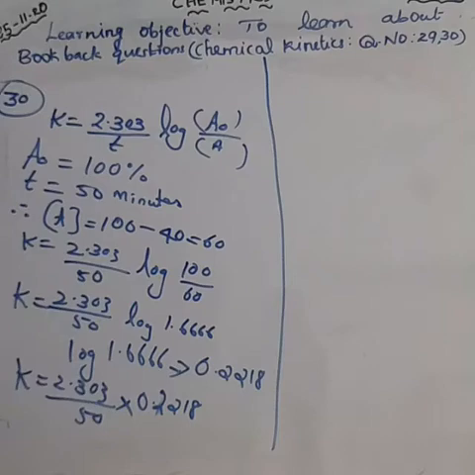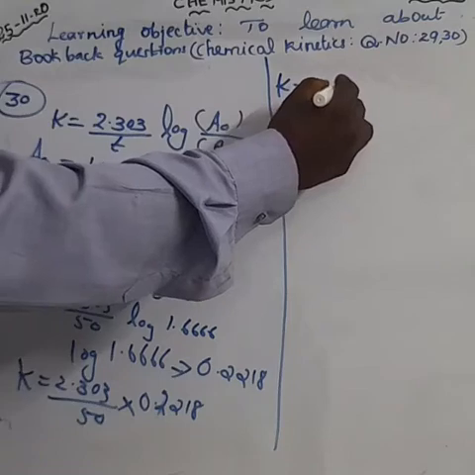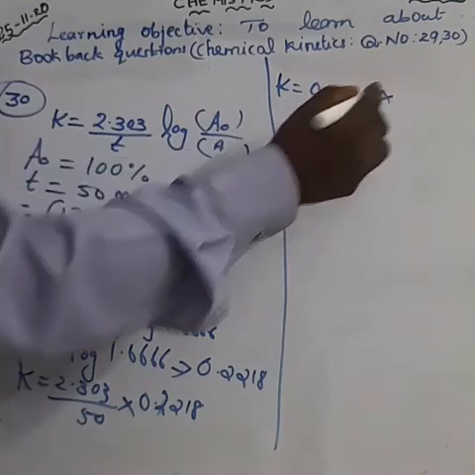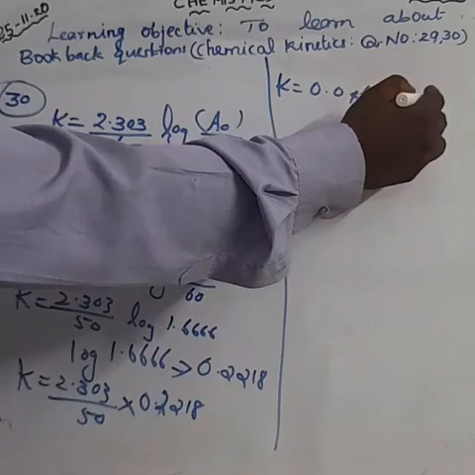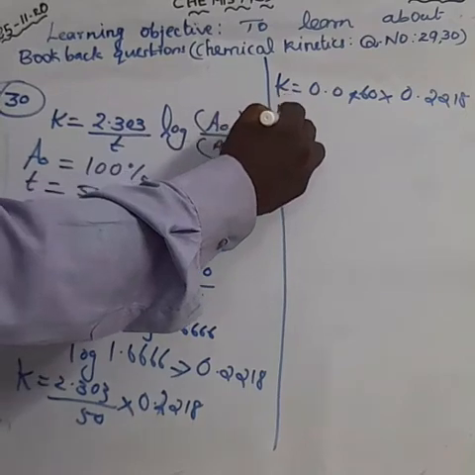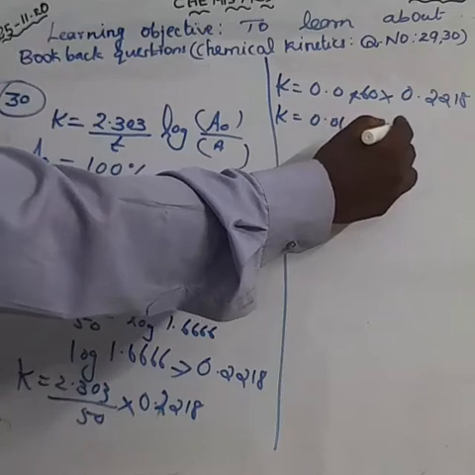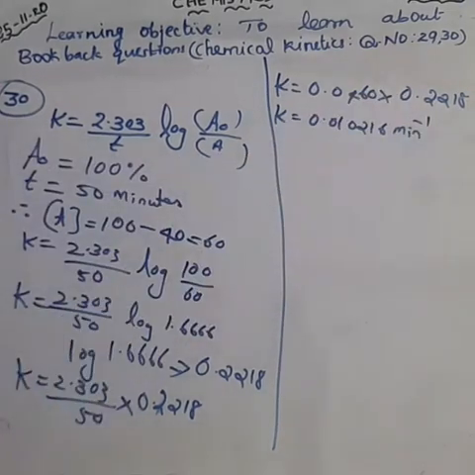2.303 divided by 50 gives 0.0460, into 0.2218. So the K value is equal to 0.010216 minute inverse. Hence the value of the rate constant is 0.010216 minute inverse. Now we have got the K value.